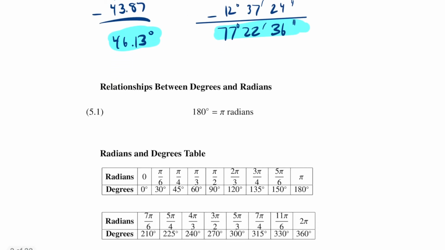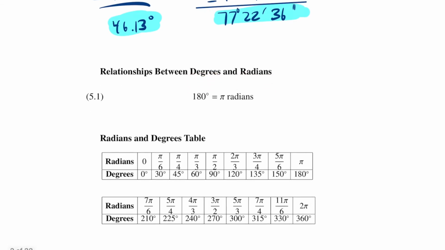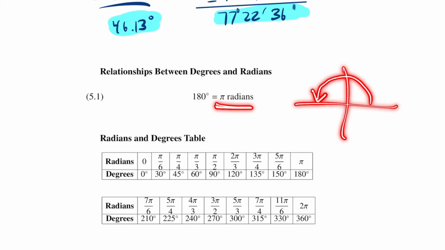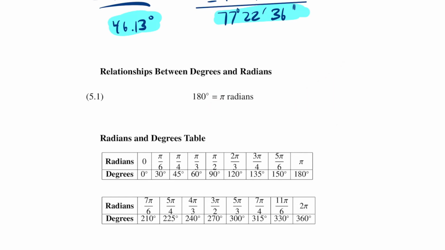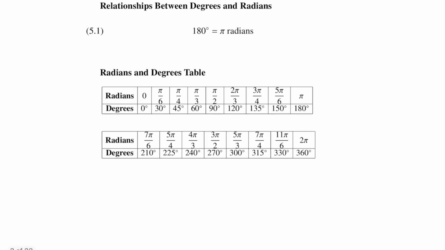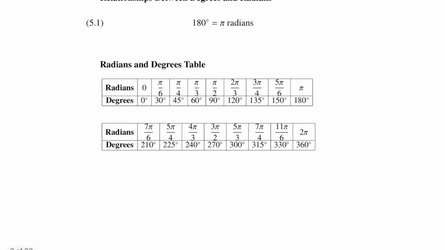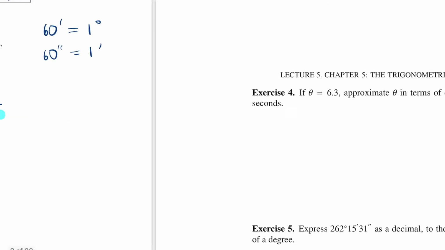All right, so now there are 2 different ways to measure an angle. You can use degrees or radians. The relationship is 180 degrees, or a semicircle, is equivalent to pi radians. So that's the relationship, and here are the different conversions. 0 degrees is equal to 0 radians. 30 degrees is equal to pi over 6. 45 is equal to pi over 4, and so on. We'll get more into this later.